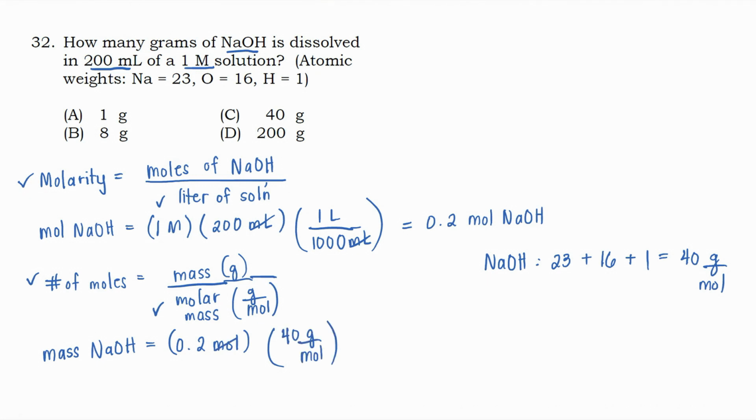And then, makakancel yung mole. We're left with 0.2, ma-express din yan as 1 over 5. So, 1 over 5 times 40 is equal to 8 gram. Na-cancel na yung mole. So, ito na yung number of grams na madidissolve sa solution. So, the correct answer is B.